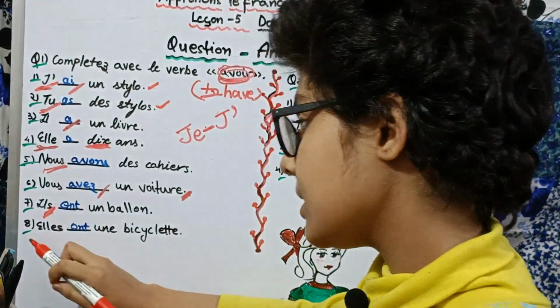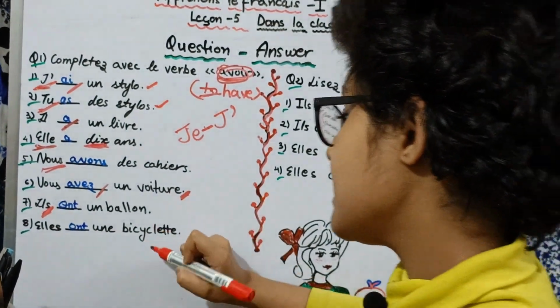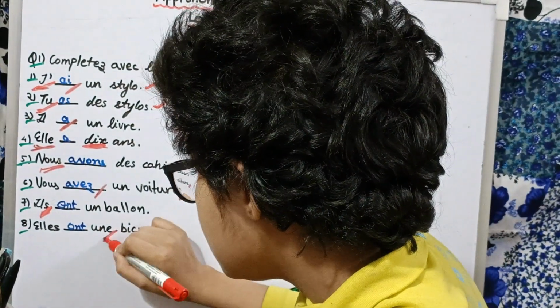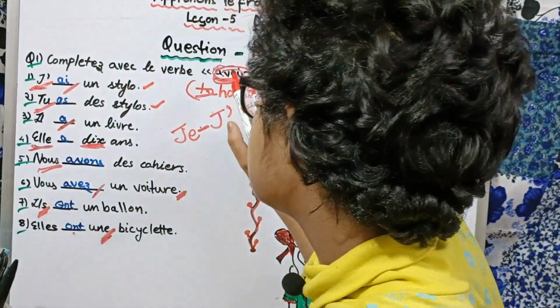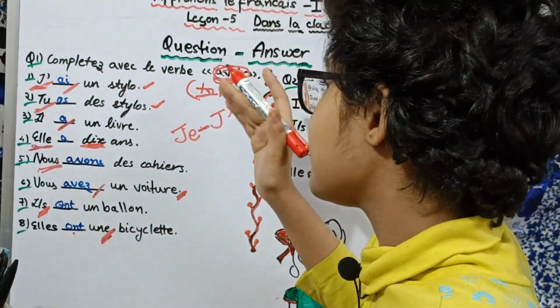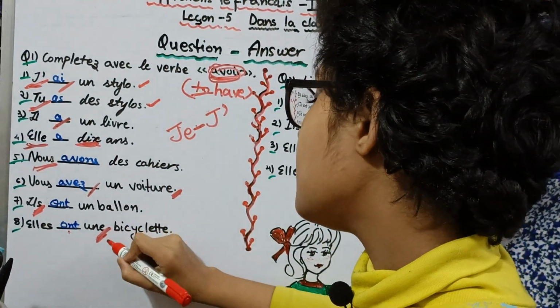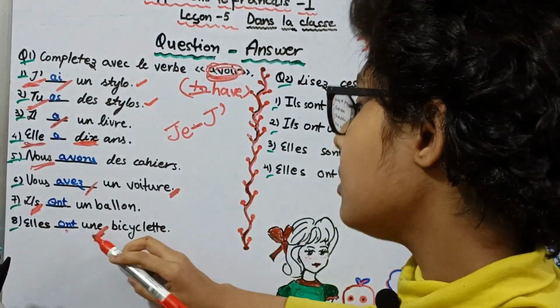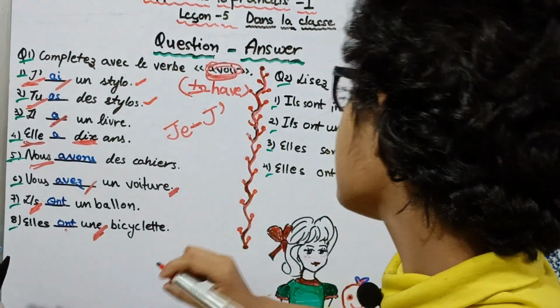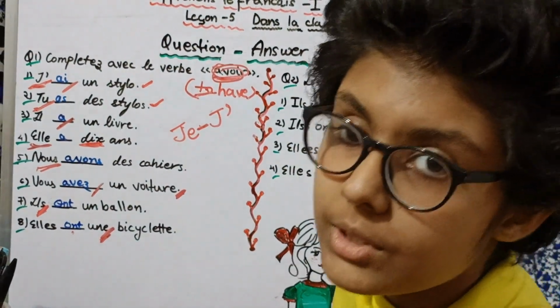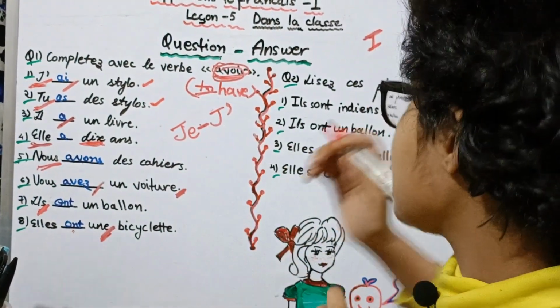Now the eighth one is elles ont une bicyclette. Ont is the conjugation of the verb avoir, which means to have. She has a bicycle, which is elles ont une bicyclette. So now here we have completed the first question, and let us go on to the second question.